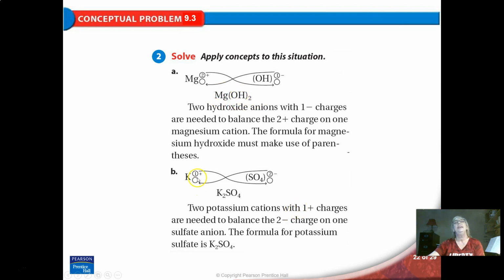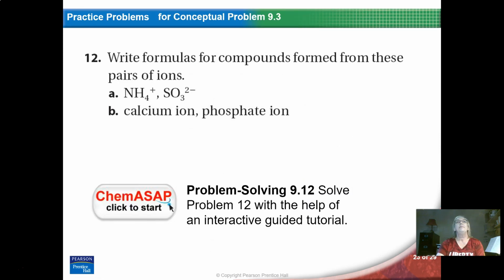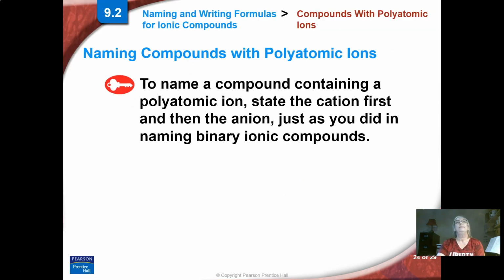Let's look at this one. K, potassium's group 1, plus 1. Sulfate is -2 for the whole polyatomic. So if I crisscross these numbers, I get K2SO4. So I need 2 potassiums to balance out the 1 sulfate. So there's some more practice ones. You can try those.